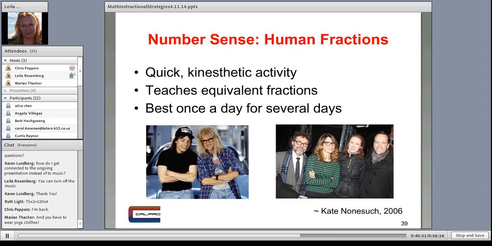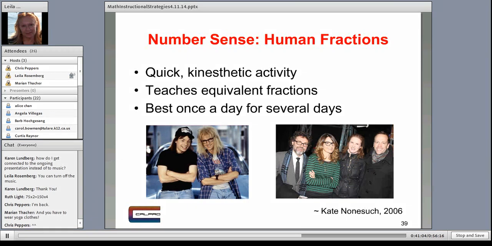This is from Kate Nonesuch. She has a wonderful book titled Changing the Way We Teach Math, a manual for teaching basic math to adults, that has a wealth of lesson ideas. I highly recommend it. You can actually download the entire book for free. One of the lesson ideas in her book is an activity called human fractions. It's a quick activity that appeals to kinesthetic learners. It's good for teaching equivalent fractions and adding fractions.